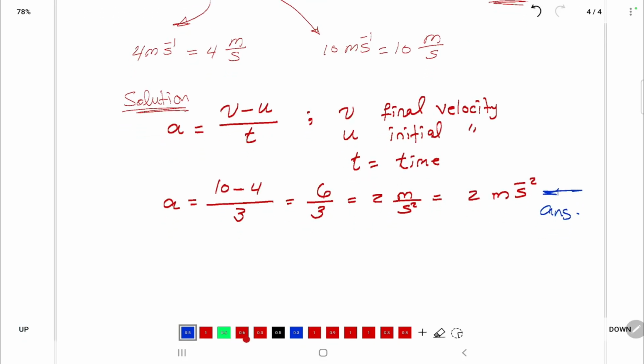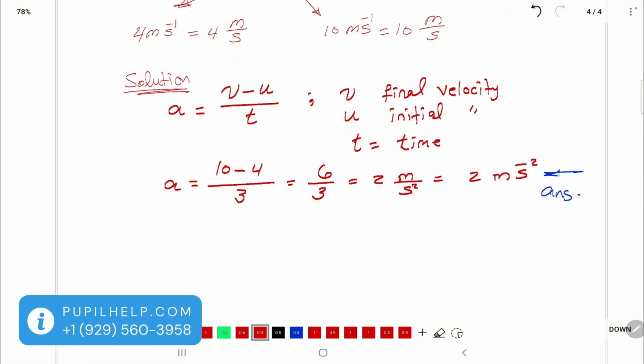Okay, now we will carry on to solve another example.